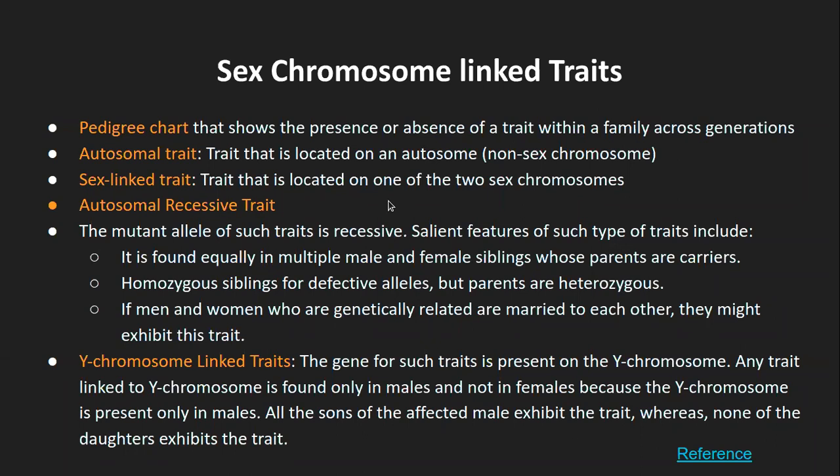Now, when we talk of the autosomal recessive trait, the first thing you have to make very clear in your head is that these are autosomal traits. That means they are present on chromosomes number 1 to 22 and not on the sex chromosome, that is the 23rd pair. And on top of this, these are recessive traits. That means they are not dominant, right?